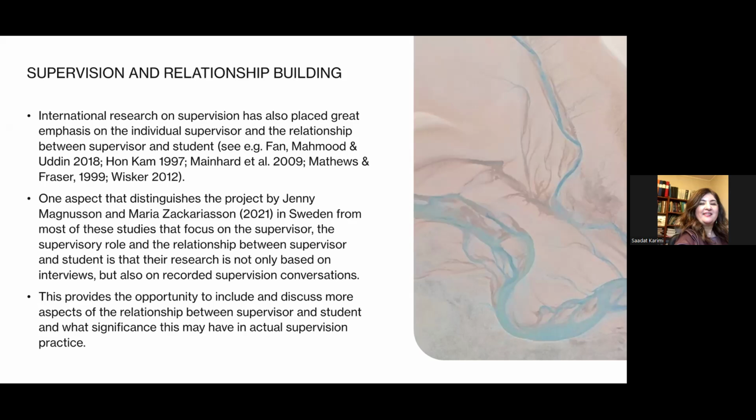International research on supervision has also placed great emphasis on the individual supervisor and the relationship between supervisor and student. Here you see some of them. One aspect that distinguishes our projects at the University of Gothenburg from most of these studies that focus on the supervisory role and the relationship between supervisor and student is that our research is not only based on interviews, but also on recorded supervision conversations. This provides the opportunity to include and discuss more aspects of the relationship between supervisor and student and what significance this may have in actual supervision.